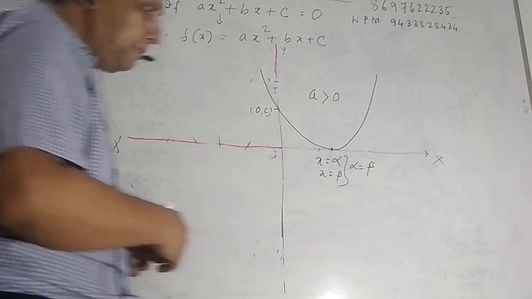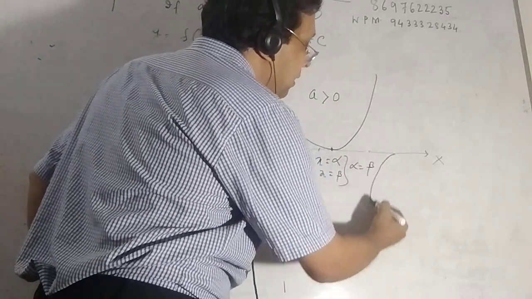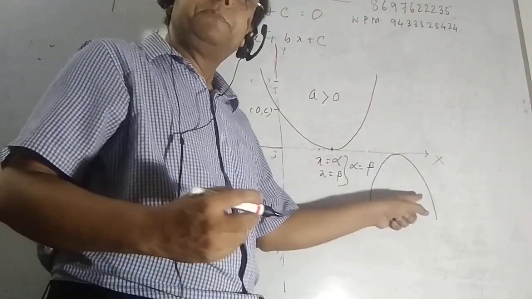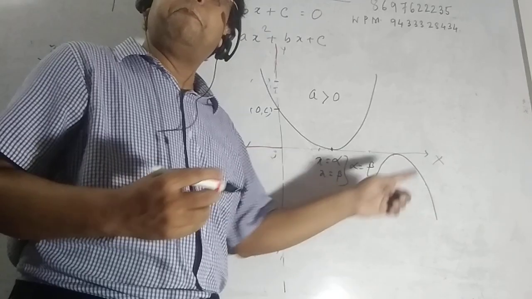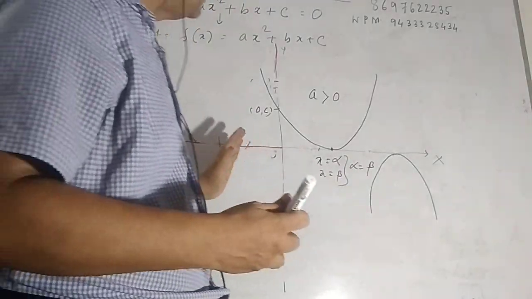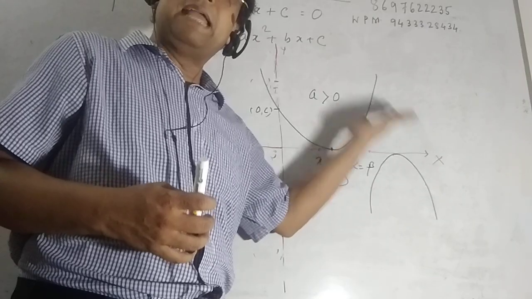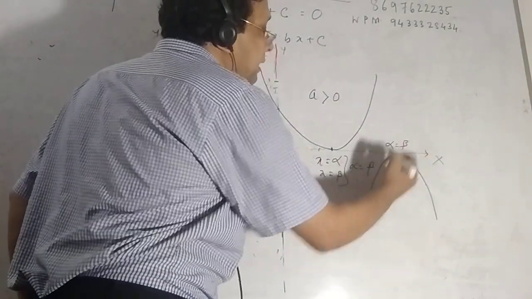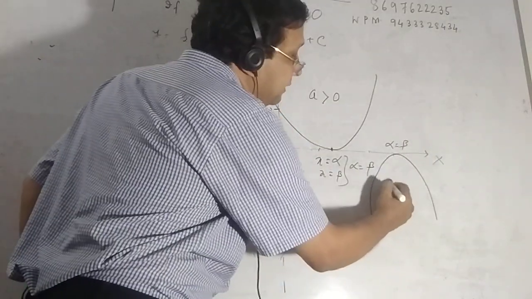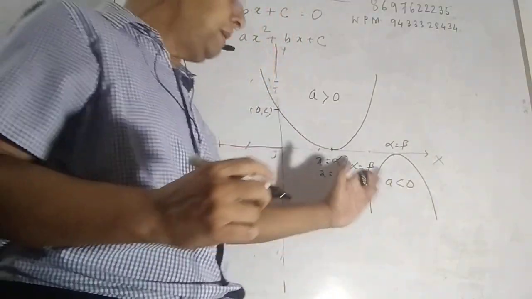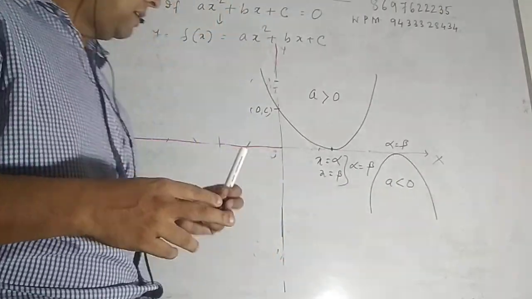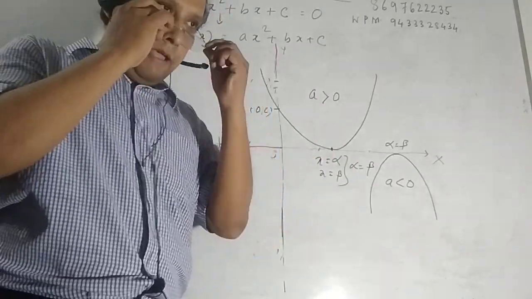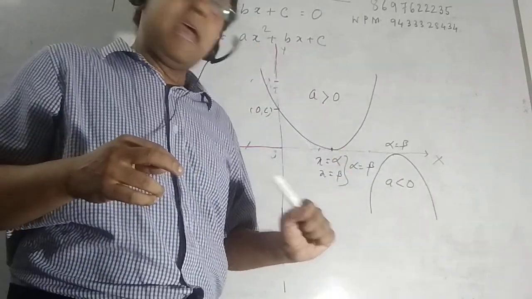Similarly, if I think about this type of diagram, here also you can see the parabola has touched the x-axis at its maximum point. So the x-axis becomes the tangent. Here also you get equal roots, alpha is equal to beta. But here a is negative, that's why it is inverted U-shaped. Here the discriminant is also a perfect square, and that's why we get this type of diagram.